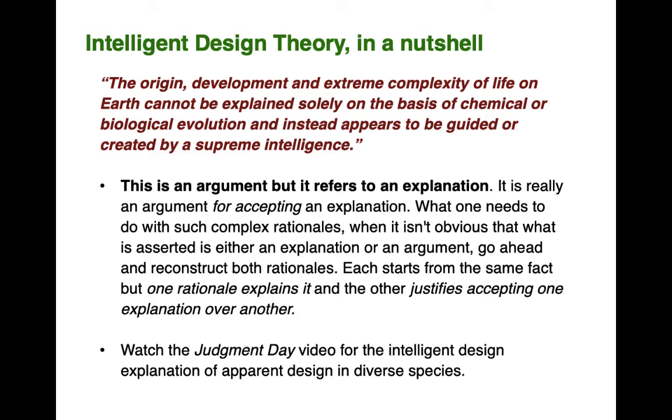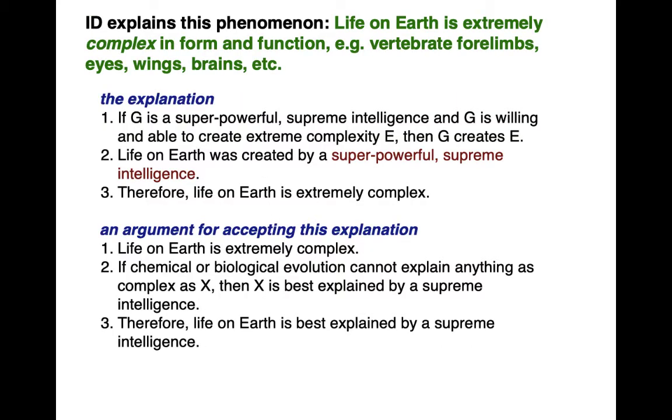Now, watch the Judgment Day video for the intelligent design explanation of apparent design in diverse species and how it was presented in a court of law. ID explains this phenomenon. Life on Earth is extremely complex. Here's its explanation. If God is a super powerful, supreme intelligence and God is willing and able to create extreme complexity, then God creates extreme complexity. Life on Earth was created by a supreme intelligence, a super powerful deity. Therefore, life on Earth is extremely complex. So we've explained the complexity by reference to a supreme intelligence, a super powerful being, namely God.